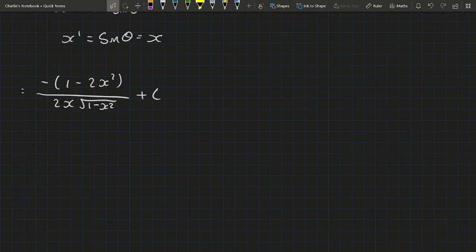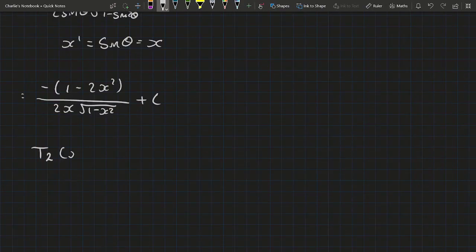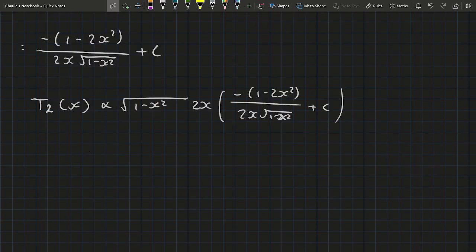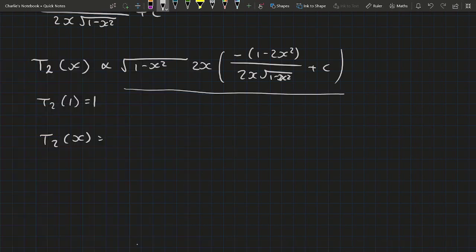All that's left is to multiply this by the original function y1, which is just square root 1 minus x squared u_{n-1}(x), where u_{n-1}(x) was equal to 2x. So our second Chebyshev polynomial, t2 of x, will be proportional to square root 1 minus x squared times 2x times minus (1 minus 2x squared) divided by 2x square root 1 minus x squared, plus c. Equally, we know that t2 of 1 is equal to 1, which allows us to find c. Writing this out, t2 of x will be proportional to this term all simplified down.